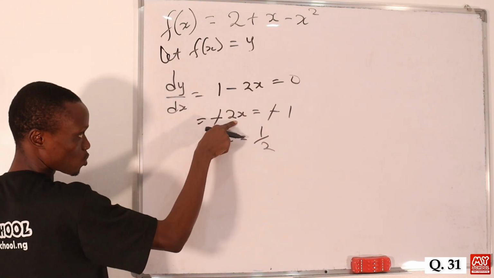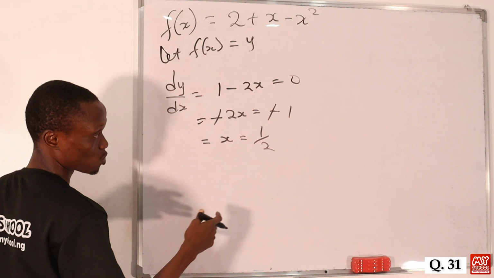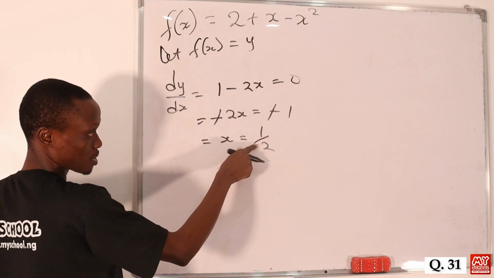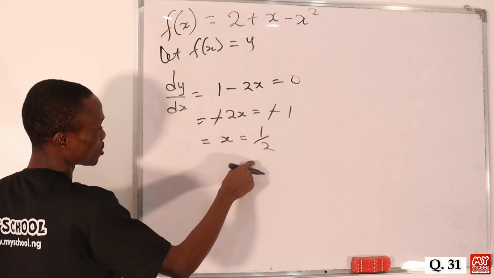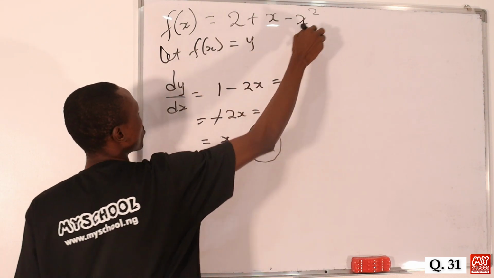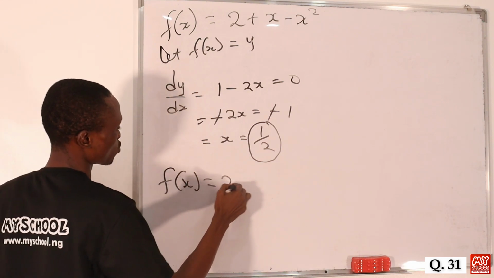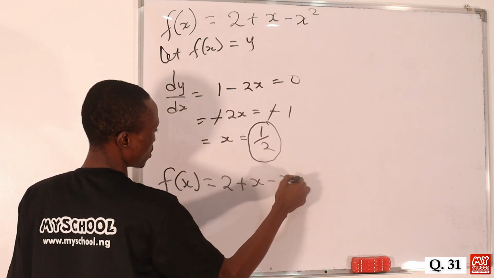Okay, so in order for us to get the value of x from here, we just have to divide both sides by the coefficient of x, which is 2. So that is how this 1 over 2 came about. So this 1 over 2, which is the value of x, we now substitute into the original function, which is f(x) is equals to 2 plus x minus x squared.